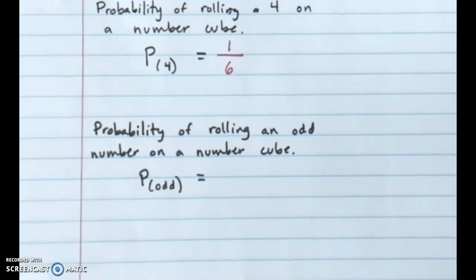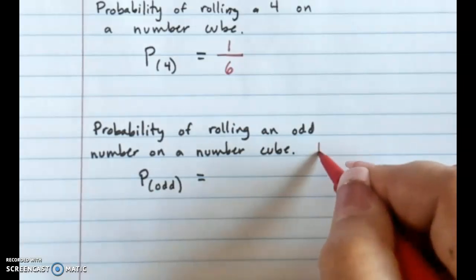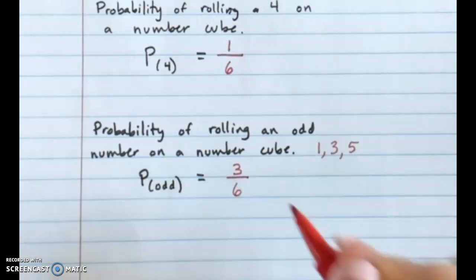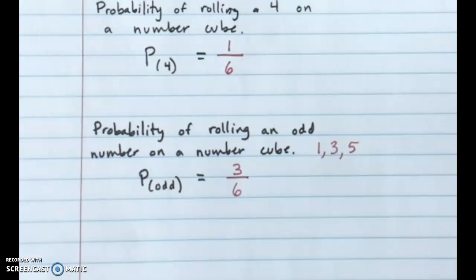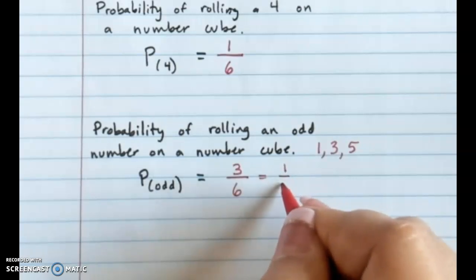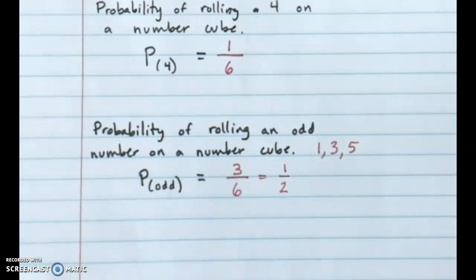Okay? The probability of rolling an odd number on a number cube. Now, there are 3 different odd numbers on a number cube: a 1, a 3, and a 5. Those are all odd numbers. So there are 3 ways that rolling an odd can happen out of 6 possible outcomes altogether. Now, if our fraction probability is something that we can simplify, we always should do that. So I can divide both of these by 3 and calculate that the probability of rolling an odd number on a number cube is 1/2.